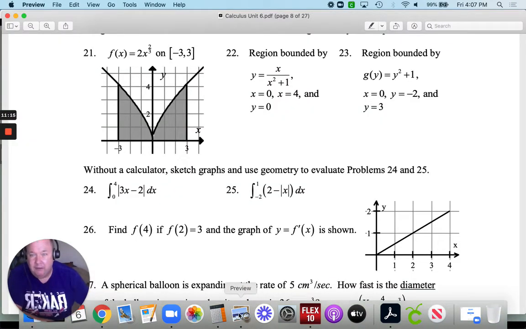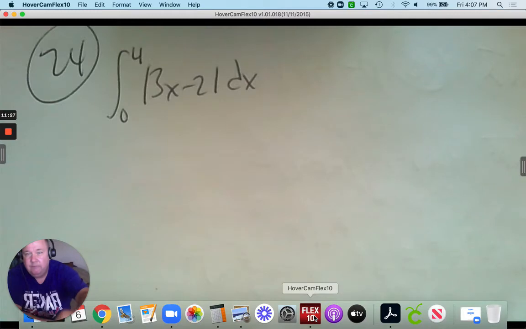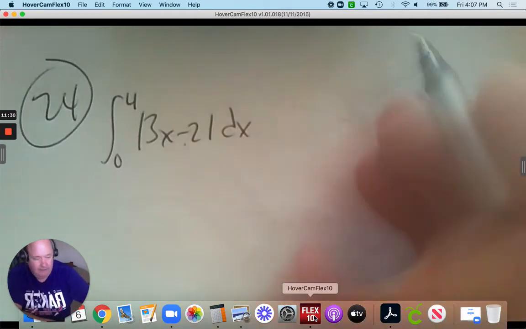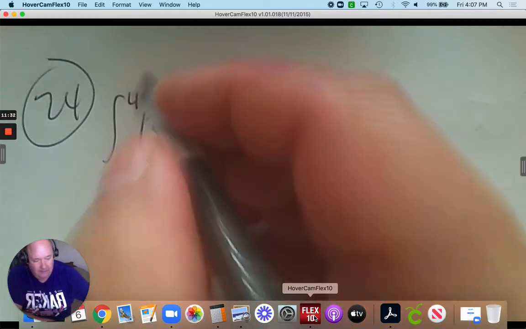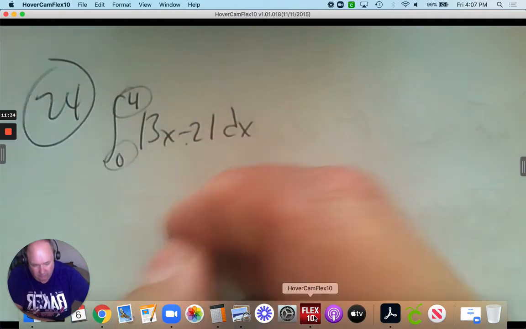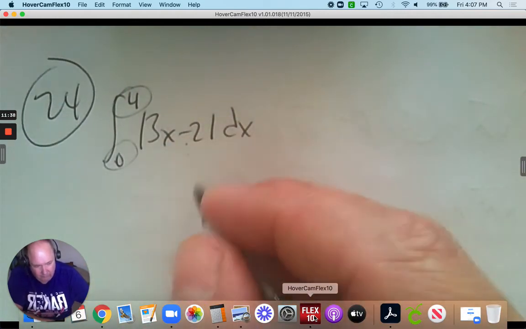Without a calculator, can you sketch and use geometry to evaluate? So I'm evaluating from 0 to 4 the absolute value of 3x subtract 2 dx. Let's look at that. So how would I graph that? So first of all, I look at the endpoints. So 0 and 4. So if I plug in 0, the absolute value of -2 is +2.